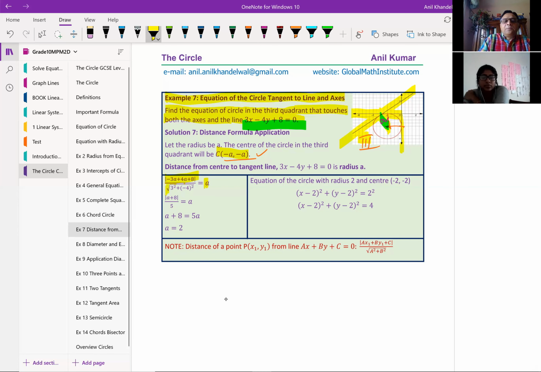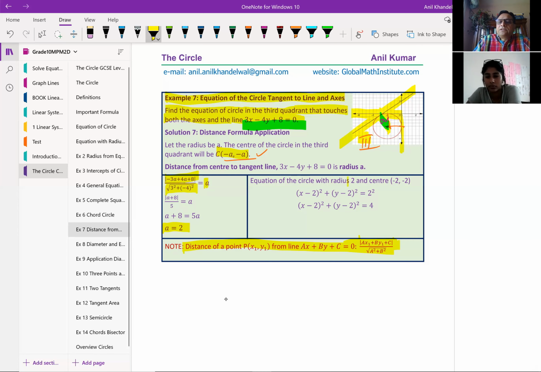Dividing by 3 square plus 4 square square root. So this is your distance from a point formula, which we shared in the beginning. Very important formula. Straight away we applied this particular formula and wrote distance is always an absolute value. Therefore, we have written this absolute sign. Now, very simple. Minus 3a plus 4a plus 8 gives you a plus 8 in the numerator. Denominator is 3 square plus 4 square square root, which you know is 5. And now you cross multiply, find the value of a. A comes out to be 2.